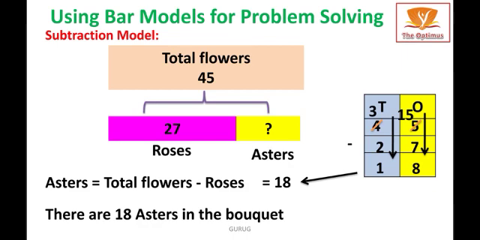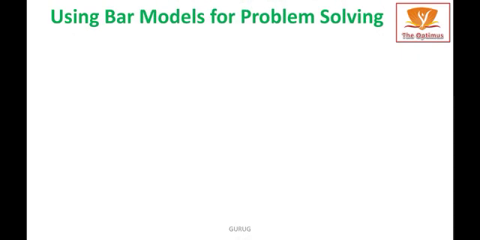Using bar models for problem solving, comparison model. Example, Susmita has 2 albums of stickers. Album A has 53 stickers. Album B has 41 stickers. How many more stickers are there in album A? I repeat, Susmita has 2 albums of stickers. Album A has 53 stickers. Album B has 41 stickers. How many more stickers are there in album A?